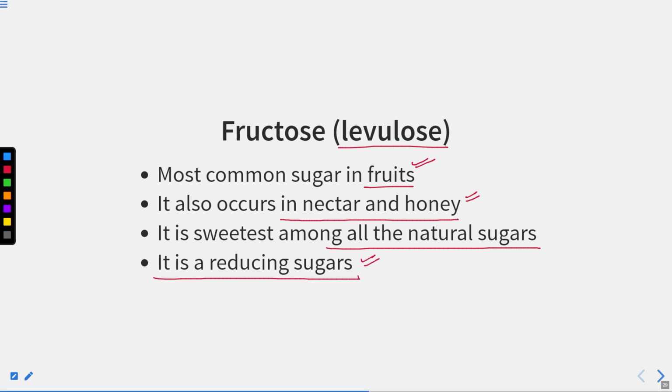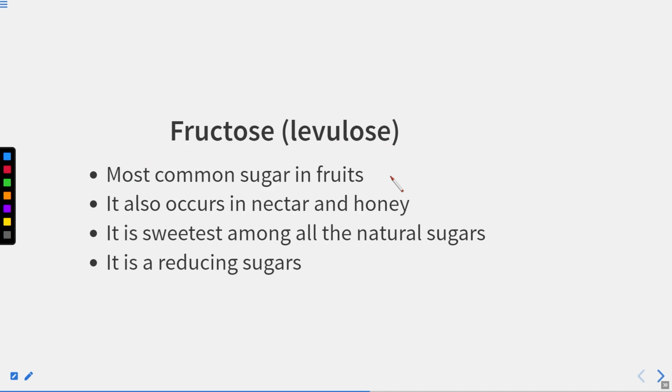So fructose, these are some of the characteristics. Most common sugar in the fruits, found in nectar and honey, and the sweetest among all the natural sugars, and it is a reducing sugar.